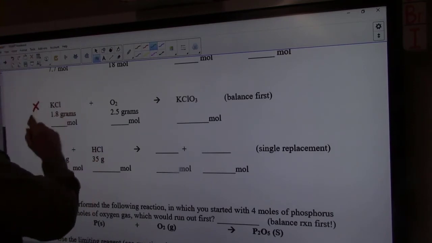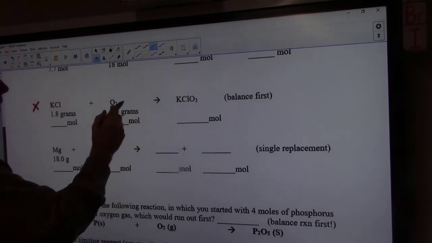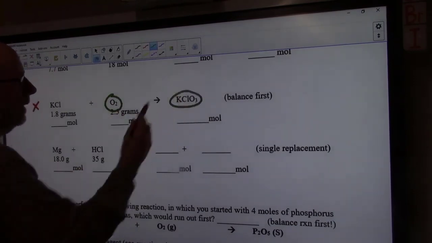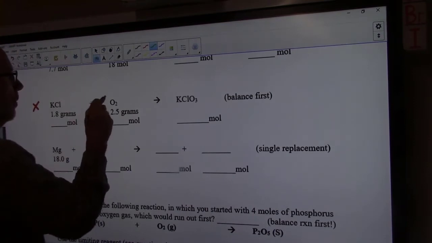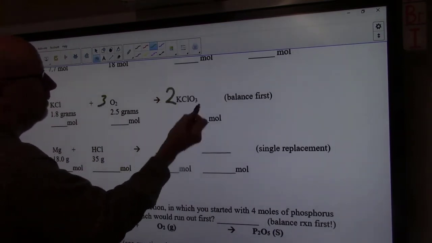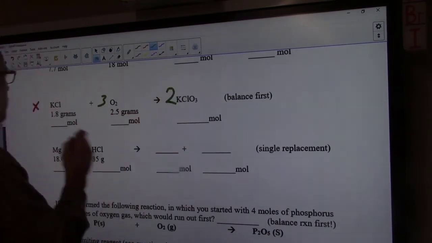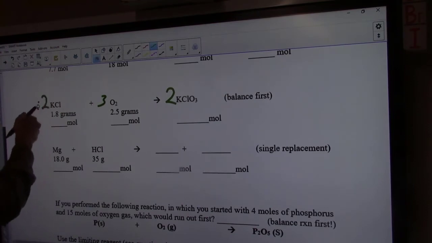Let's balance it. 1K, 1K, 1Cl, 1Cl, 2, uh-oh, sets of 2, sets of 3. How many sets of 3? How many sets of 2? I need 3 sets of 2 to balance 2 sets of 3, but I just wrecked my K's and my Cl's, so I need a 2 there. We have a 2 to 3 to 2 mole to mole to mole ratio.